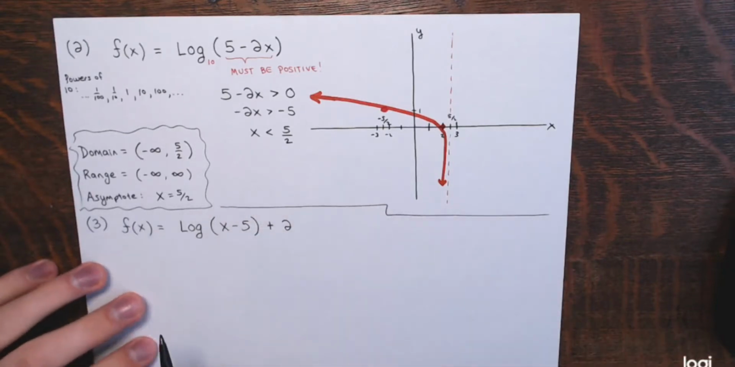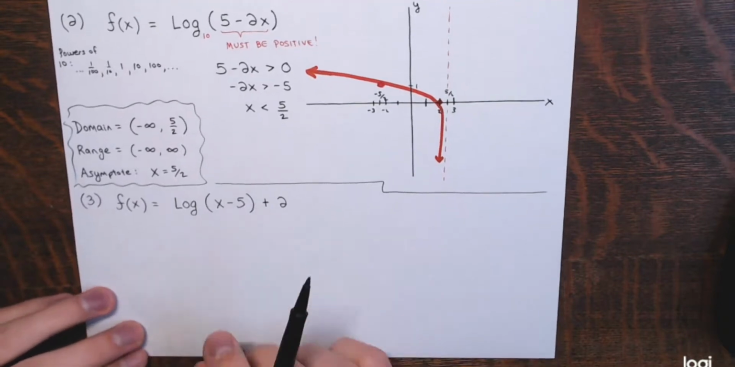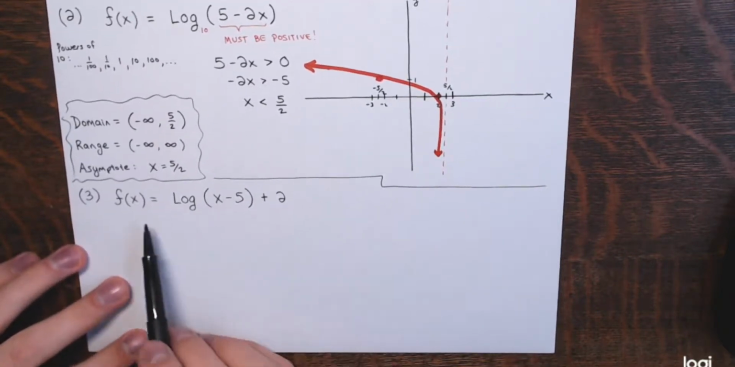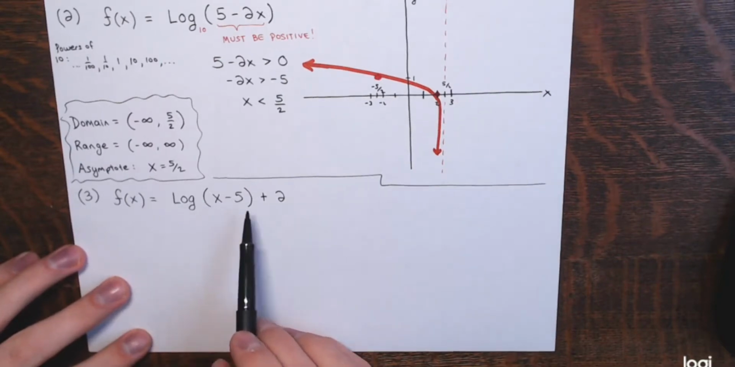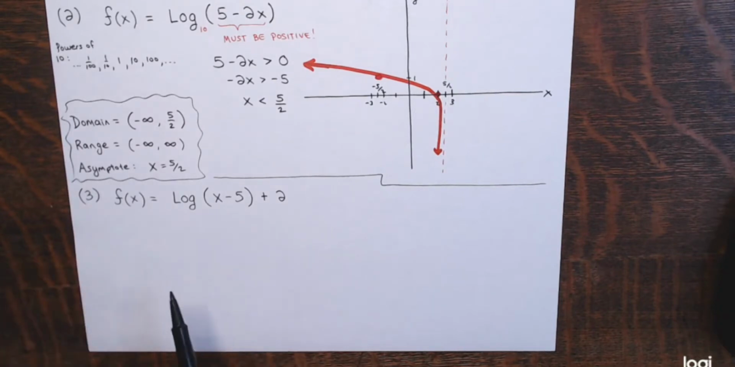All right, the next example is very similar. Another log base 10 of x minus 5, and then you have the plus 2 after, which would do a vertical shift by 2 if you were keeping track of transformations.